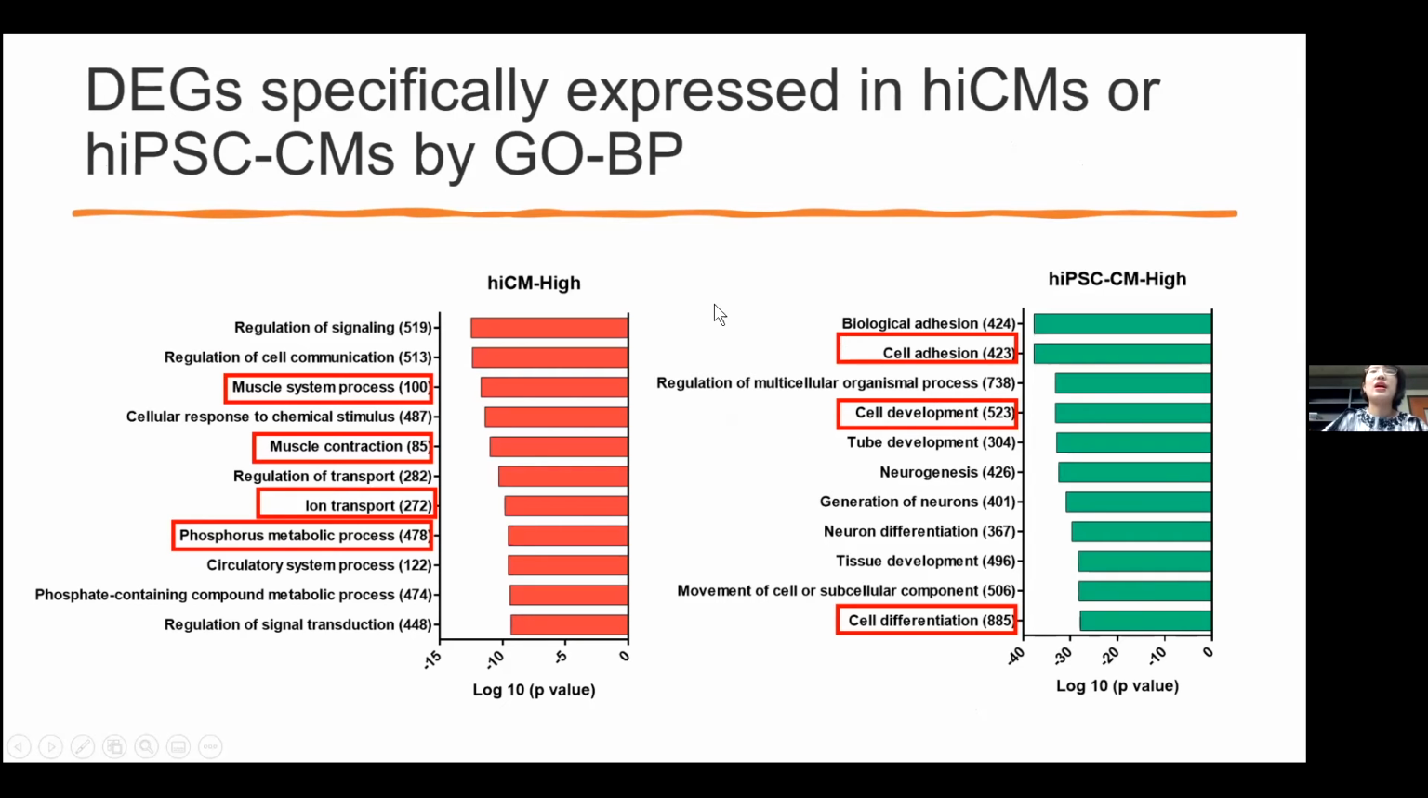And we further identified the BPs that are higher in HICMs. The BPs that are higher in HICMs are related to muscle system process, muscle contraction, ion transport, and phosphate metabolic process, whereas genes that are higher in iPSCMs are related to cell adhesion, cell development, and cell differentiation.